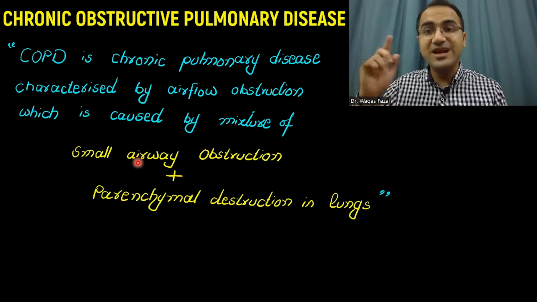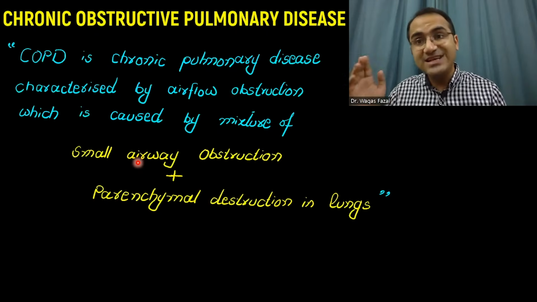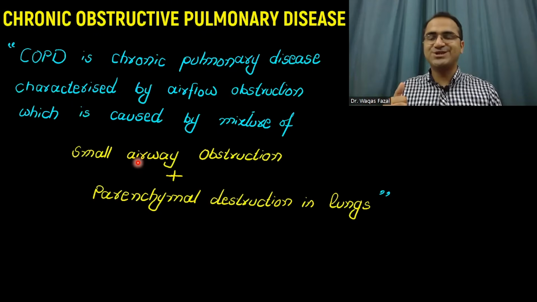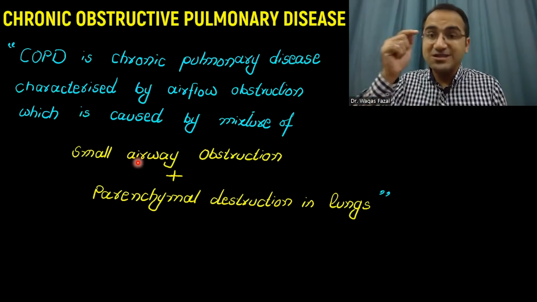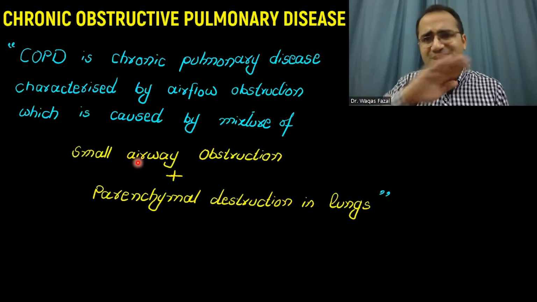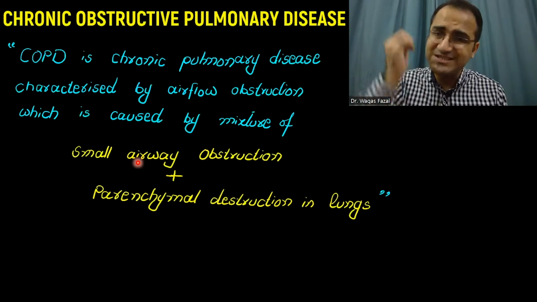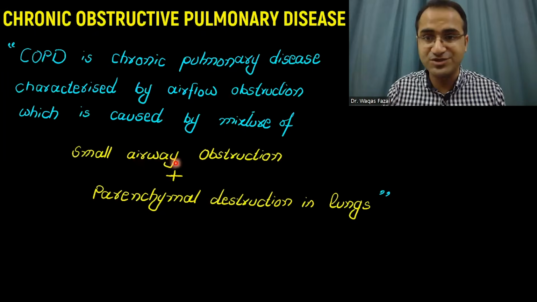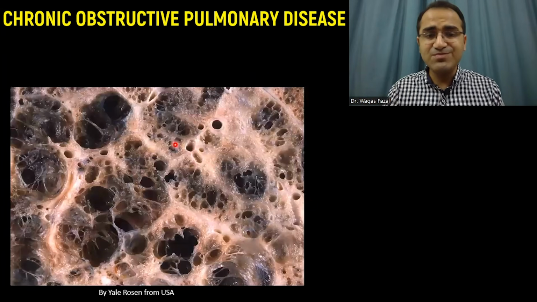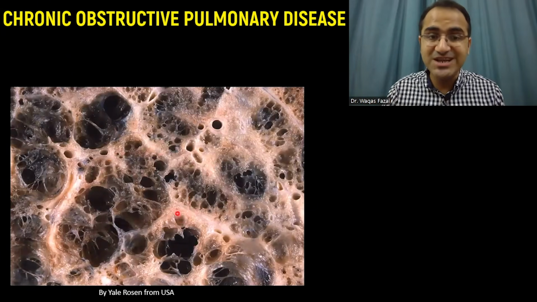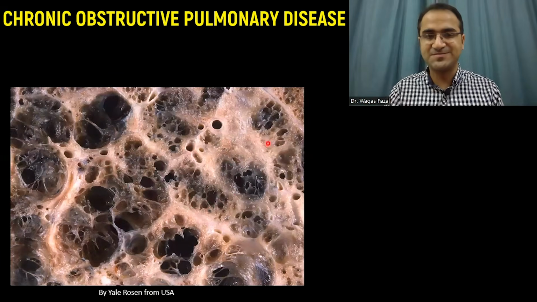Now remember, in our asthma video, we said that asthma is a reversible obstruction that can be reversed. But COPD, on the other hand, is irreversible. COPD is an irreversible obstruction because there is parenchymal destruction of the lungs leading to airway obstruction. This is a picture showing the parenchymal destruction of the small airways.